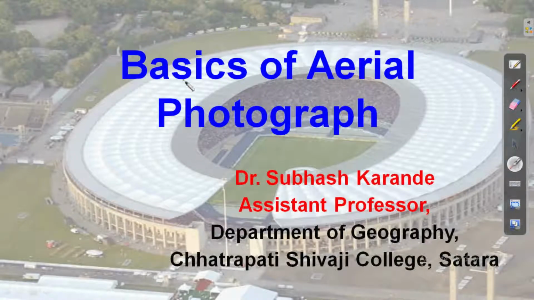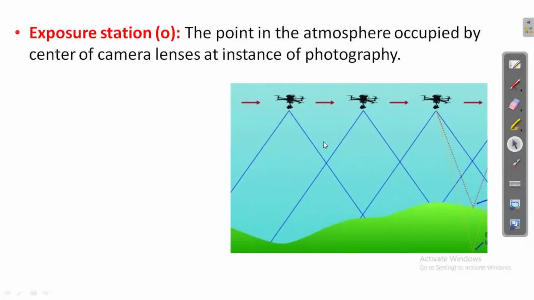Today, we learn an important part of aerial photography, that is, the basics of aerial photography. In this presentation, I am explaining some geometrical terms and fundamental concepts of aerial photogrammetry. Without knowledge of the various terms of aerial photography, we could not understand the photograph. Let's go. The first important term in aerial photography is the exposure station.